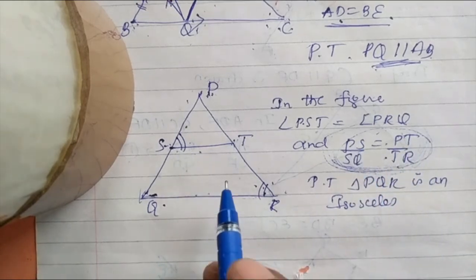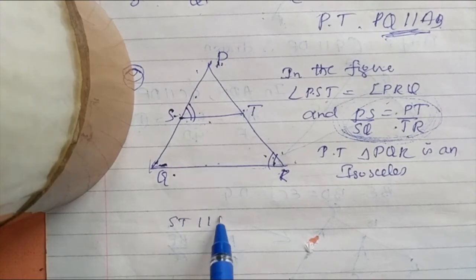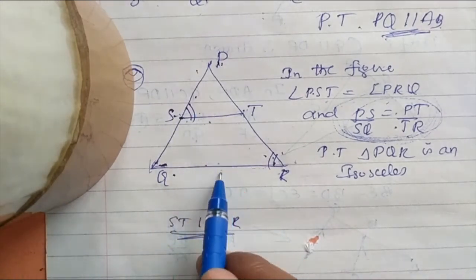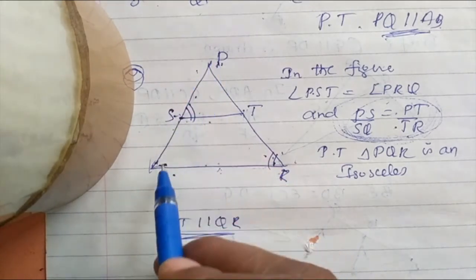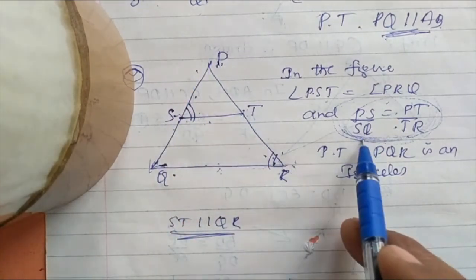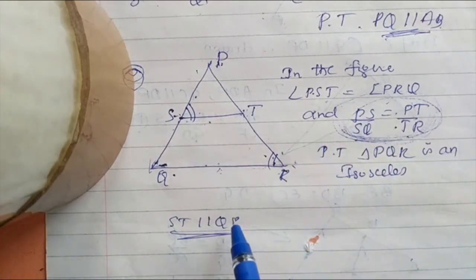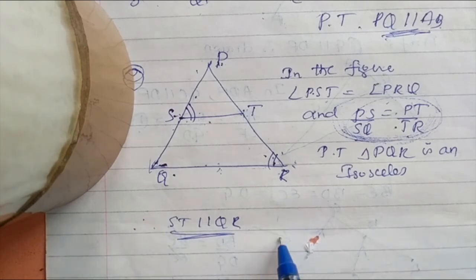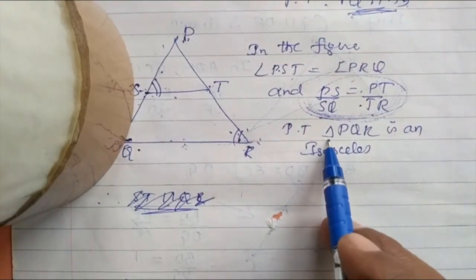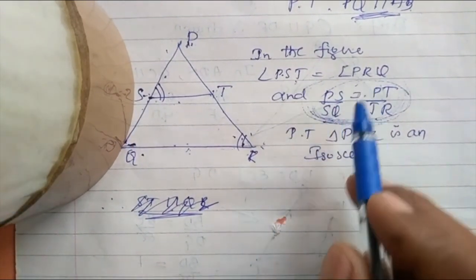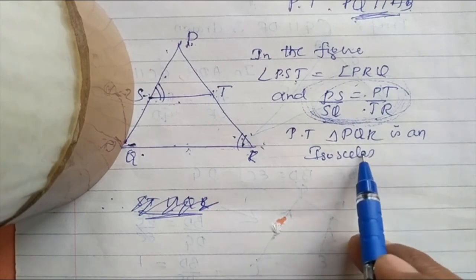If lines are parallel, in case ST parallel to QR already given, what you would do? I write PS by SQ is equal to PT by TR. But that you need not write. It is already given. So you can use converse. Ratios are already equal, therefore ST parallel to QR. The reason is converse of BPT. After that, prove that using these two angles, triangle PQR is an isosceles.